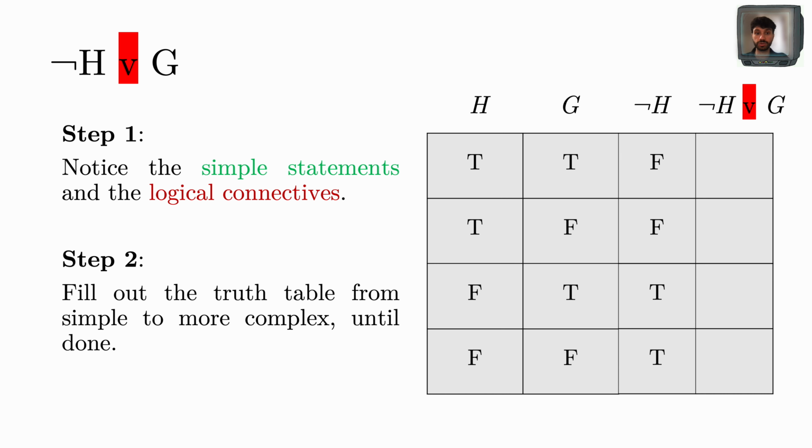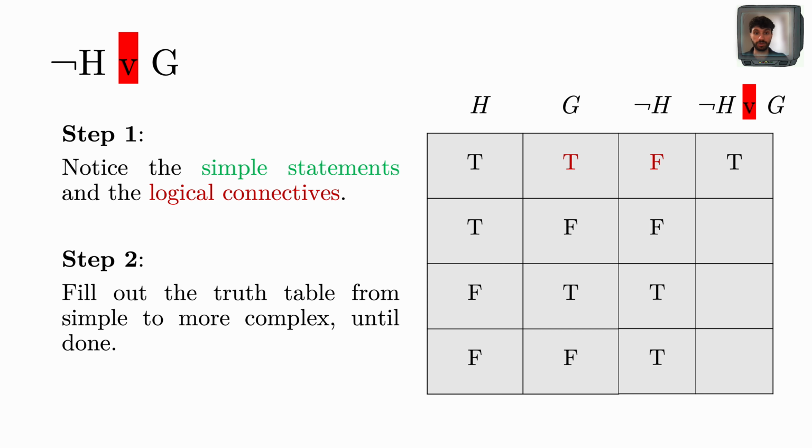So let's look at the first row, right? G is true, and not H is false. So true or false is true. If I say Piper is a dog or the sky is yellow, right? If Piper is a dog but the sky is blue, that statement is true.